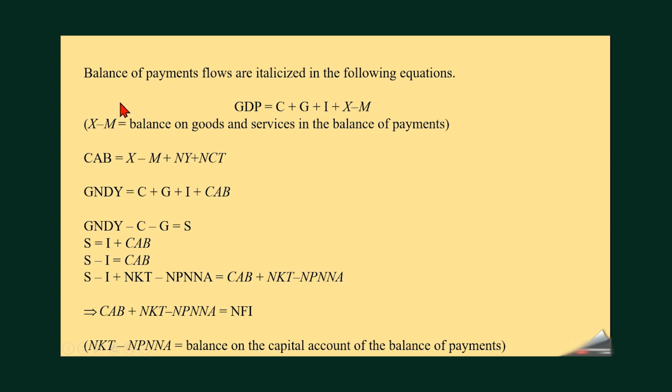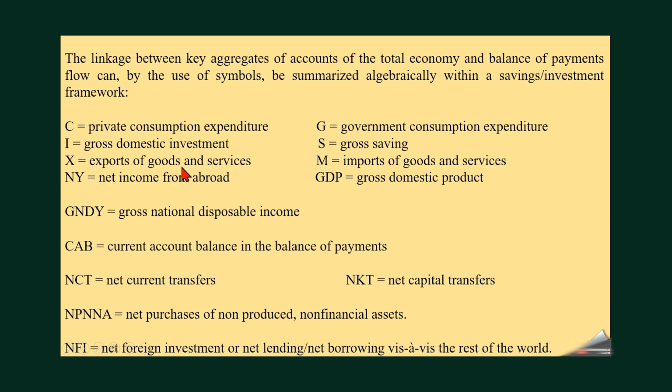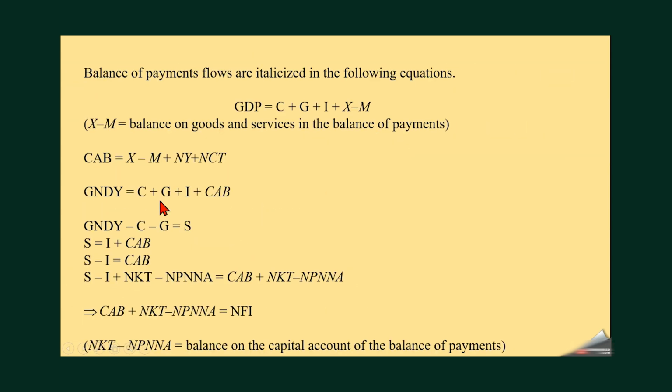If you put it in the national income aggregate, we have GDP is equal to C plus I plus G plus X minus M, where X minus M was the current account balance. The current account balance is thus X minus M plus net current transfers and net income from abroad. Similarly, gross national disposable income for the country is C plus I plus G plus the current account balance.